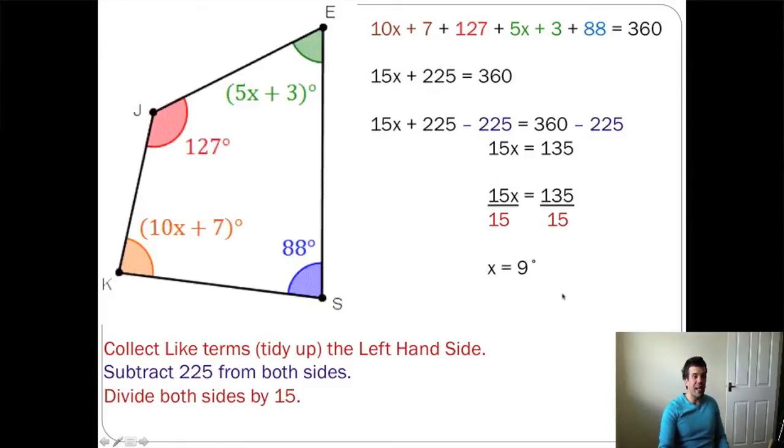You might be asked to calculate the size of the green angle. Well, 5 times 9 is 45, plus 3 is 48. You might be asked to work out the size of the orange angle. 10 times 9 is 90, plus 7 is 97. You may want to check that these values are correct. 97 plus 48 plus 127 plus 88. Does that equal 360? I'll let you decide.